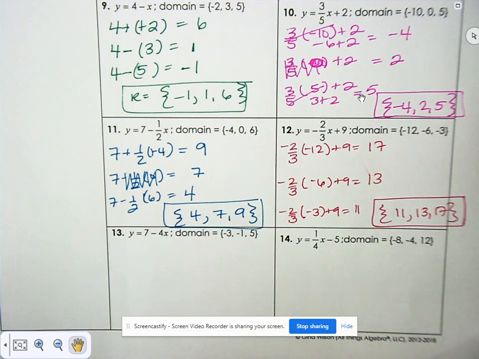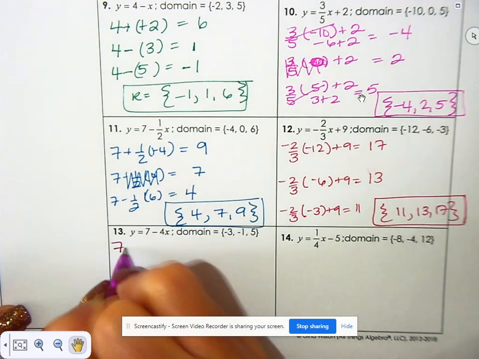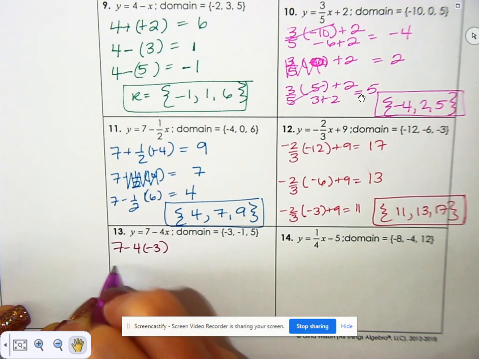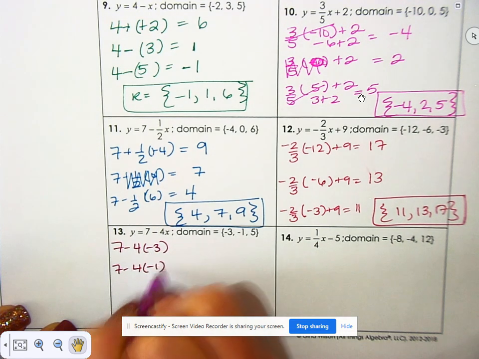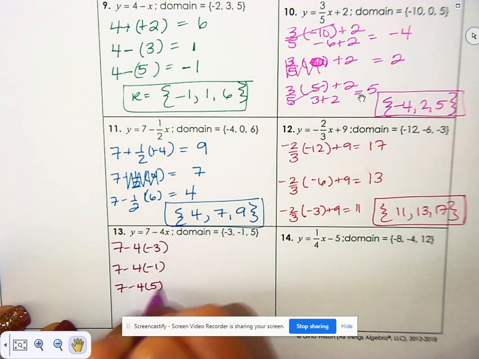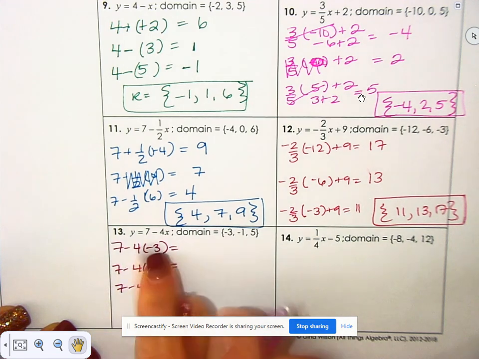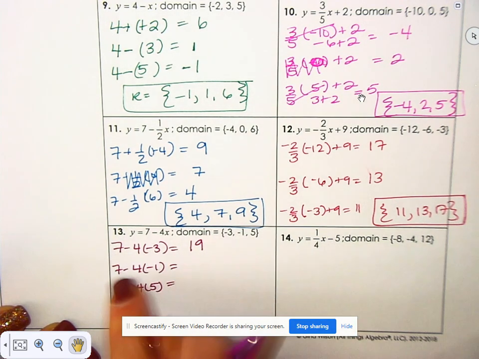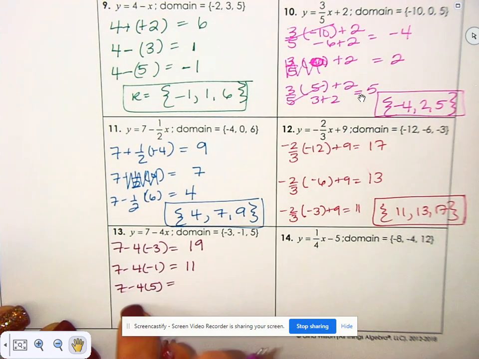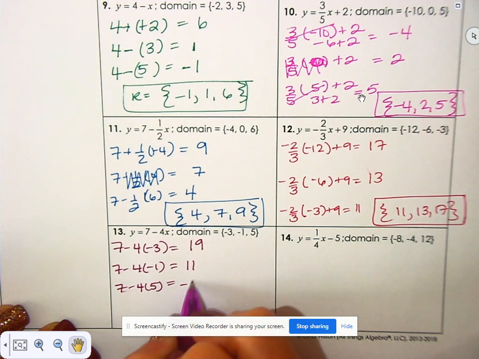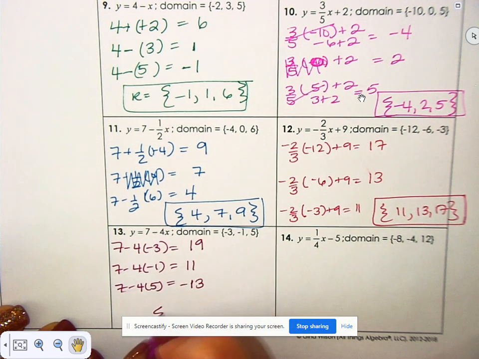All right, just going to knock out the last couple real quick. 7 minus 4 times negative 3, 7 minus 4 times negative 1, and 7 minus 4 times 5. So that gives me 7 plus 12, which is 19, 7 plus 4, which is 11, and 7 minus 20, which is negative 13.